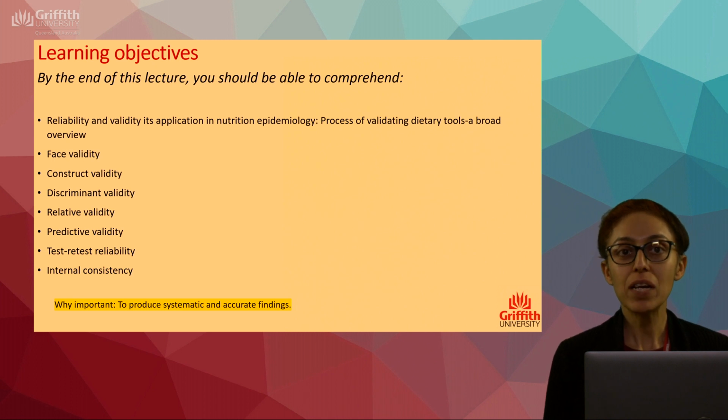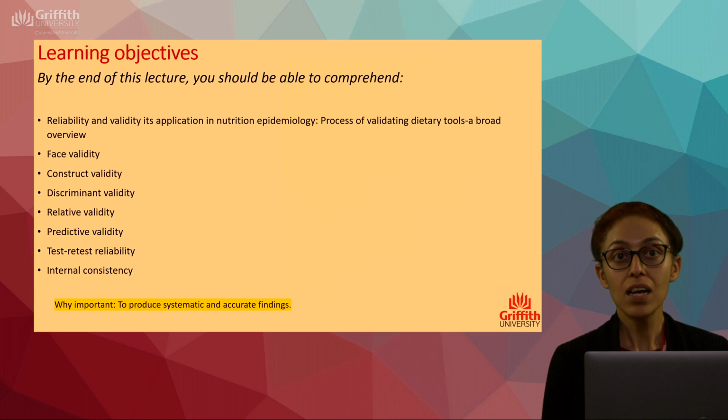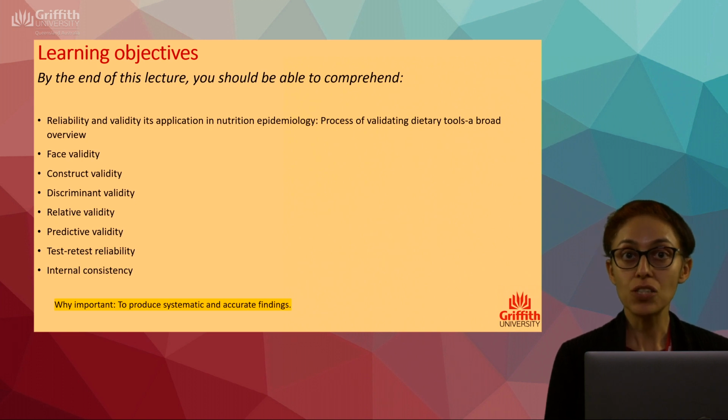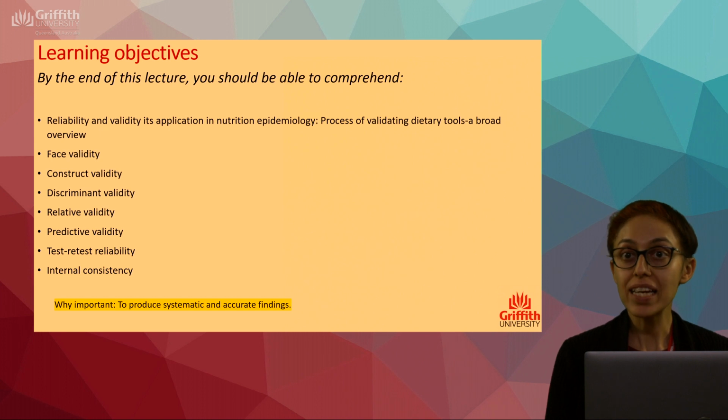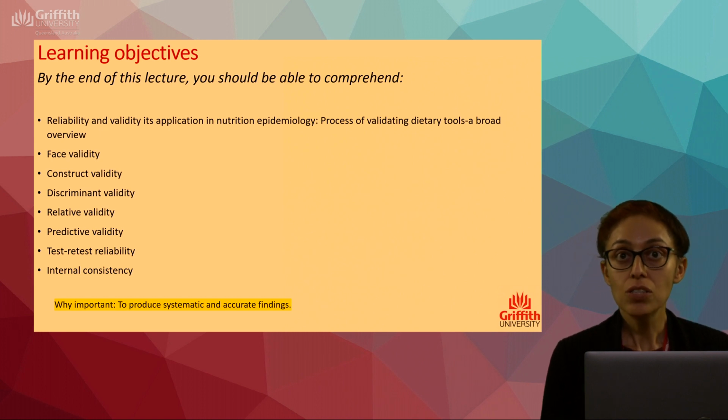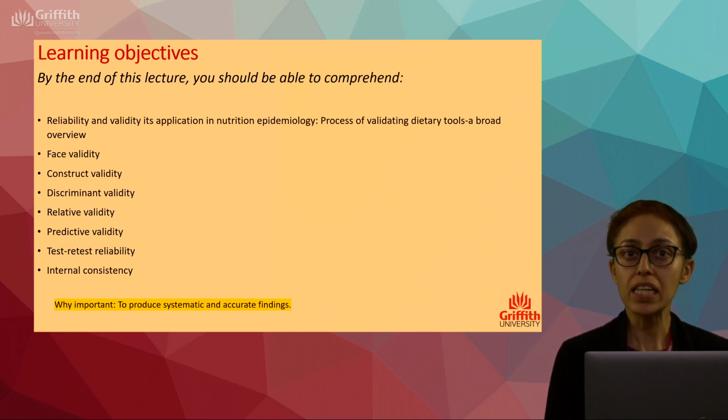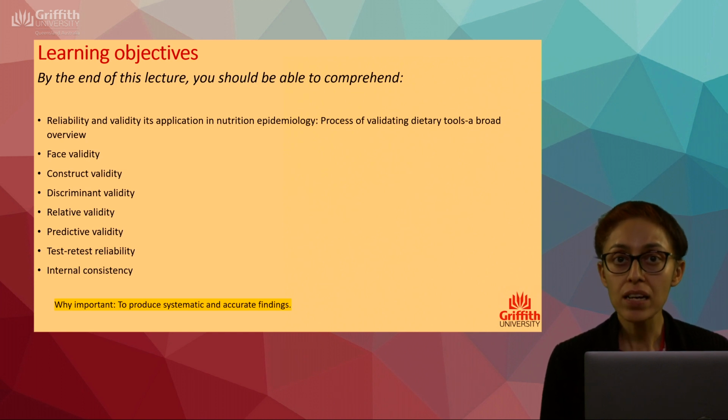So yes, what we will be looking at today is various types of reliability and validity. Particularly we'll be studying face validity, construct validity, discriminant validity, relative validity, predictive validity, and test-retest reliability and internal consistency. So now, why is it important to study these concepts of reliability and validity?